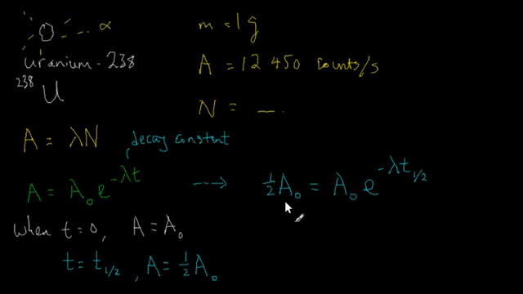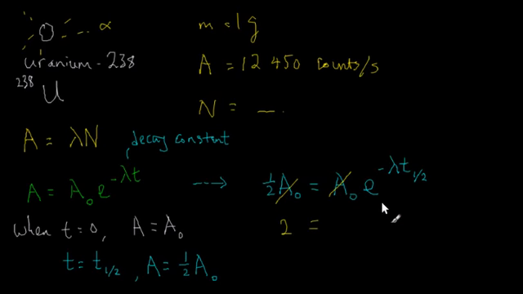Now notice that we have a naught on both sides of the equation, so we can divide this out. Just divide both sides by a naught, and we can now solve for t half in terms of lambda. Okay, so what we could do is this. For the e, I'm just going to take log on both sides. Now it would be easier if I start by inverting both sides. So if I take 1 over this, I get 2.